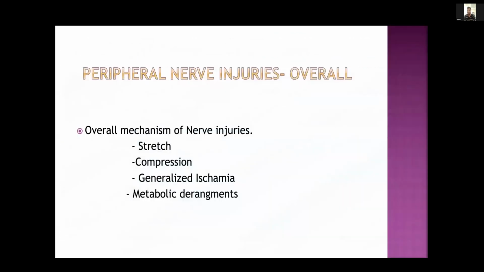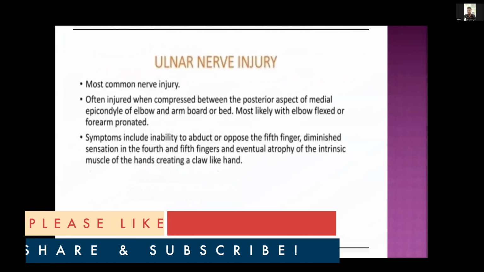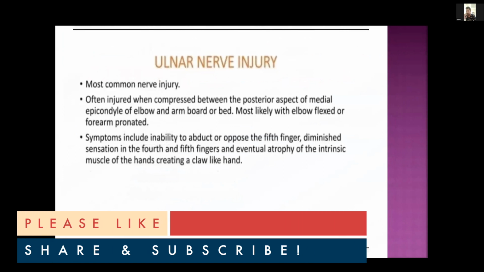Regarding peripheral nerve injuries during positioning, the overall mechanism is stretch, compression, generalized edema, or metabolic derangement. Ulnar nerve injury is the most common injury, often occurring when the ulnar nerve is compressed between the posterior aspect of the medial epicondyle of the elbow and the arm board or pad, most likely with the elbow flexed or forearm pronated.